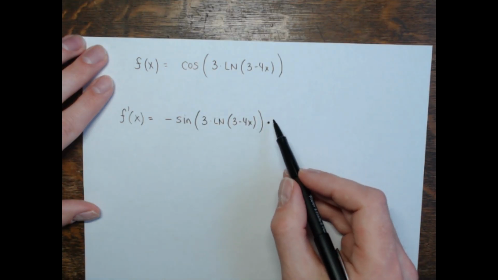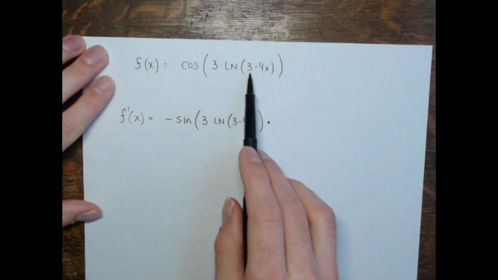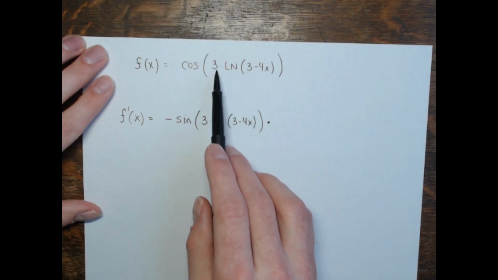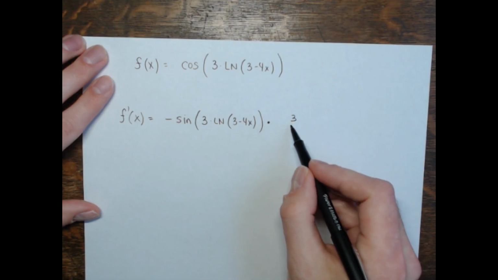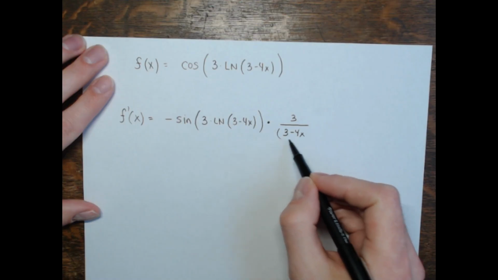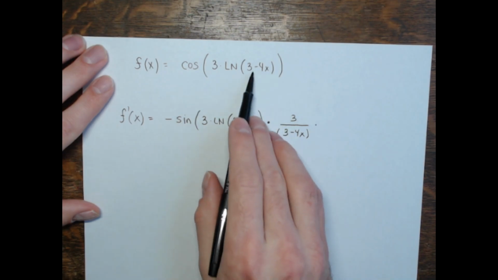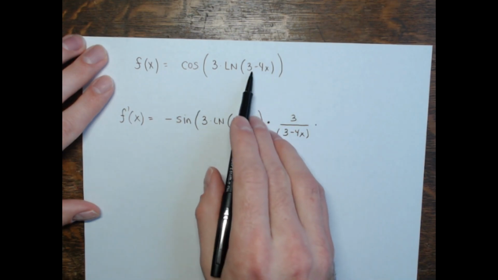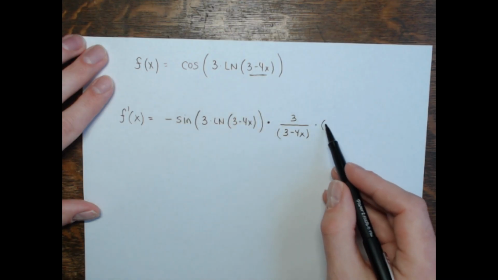All right, then chain rule, keep going. Times the derivative of the expression inside, which would be 3 times 1 over, so 3 over 3 minus 4x, because the derivative of the natural log of something is 1 over that thing. But then after, times the derivative of the expression inside that, which would be negative 4.